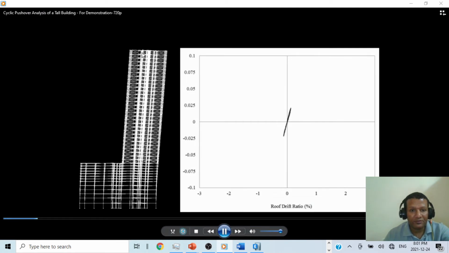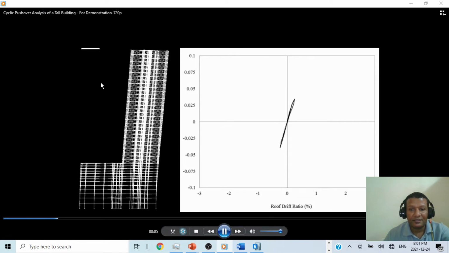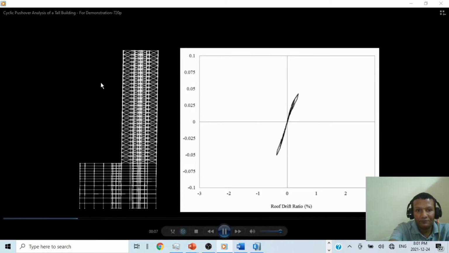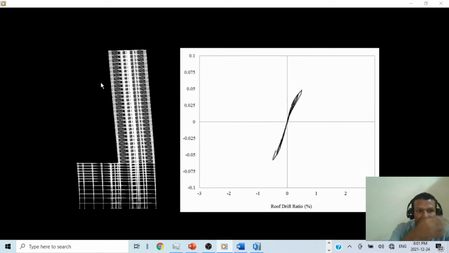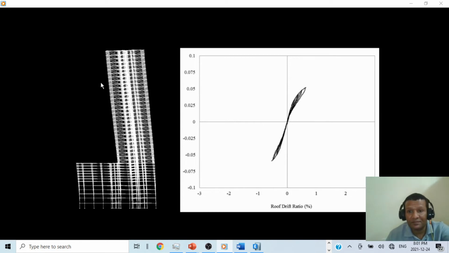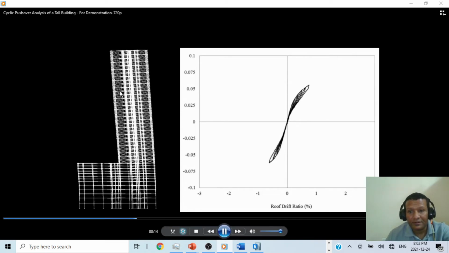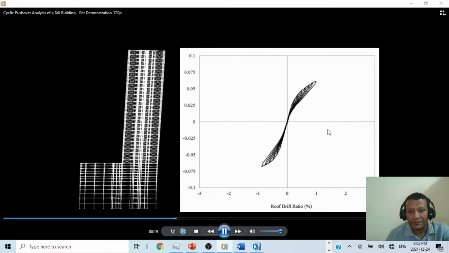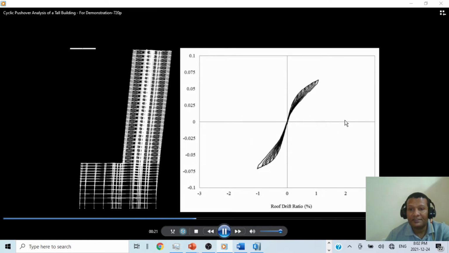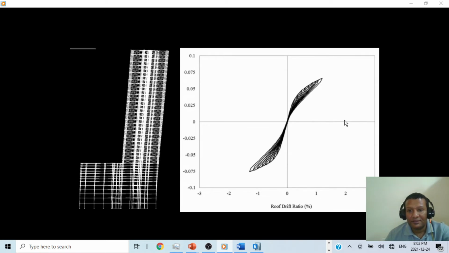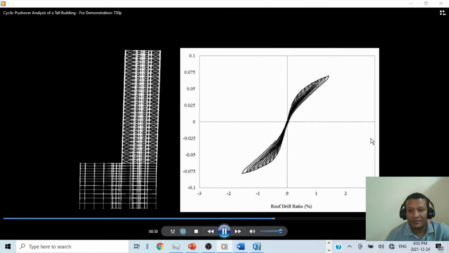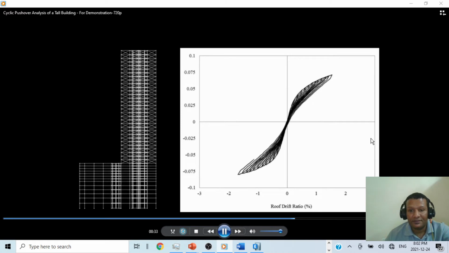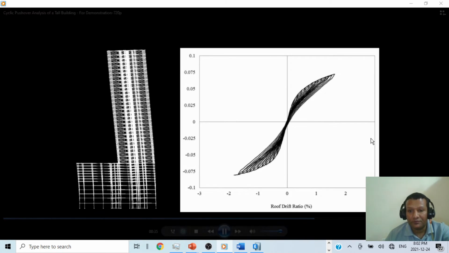So when you apply the force, you see them progressively apply the force. I think they capture it by Perform 3D, the roof displacement and the base shear. The hysteresis will be captured for you.